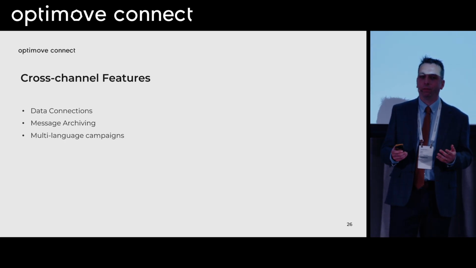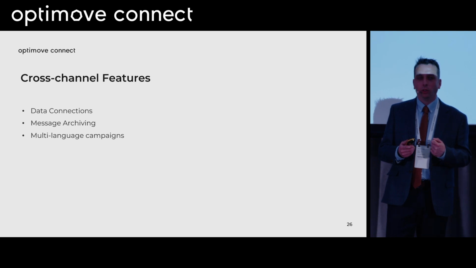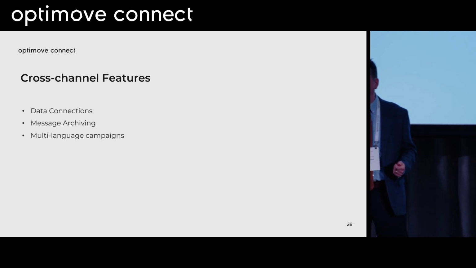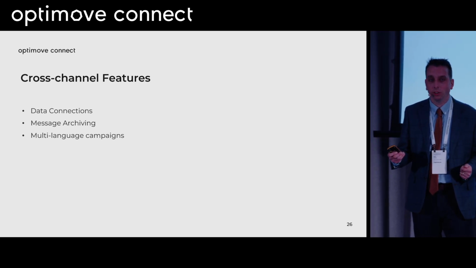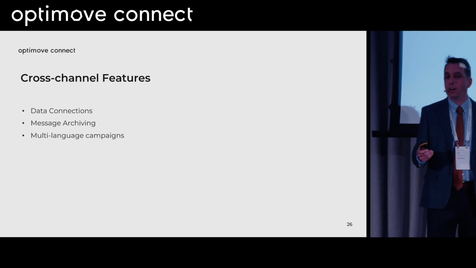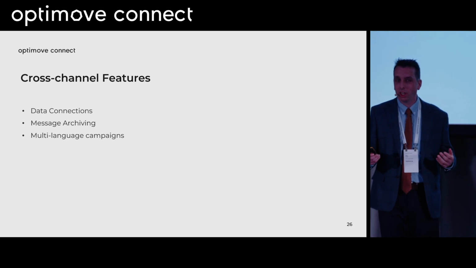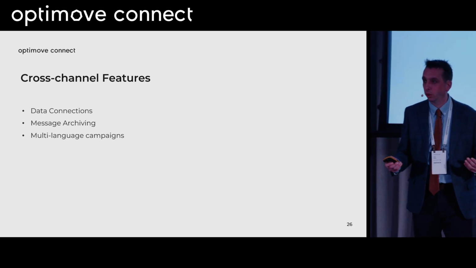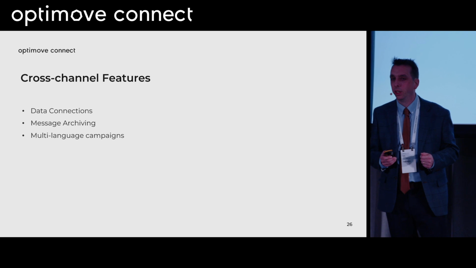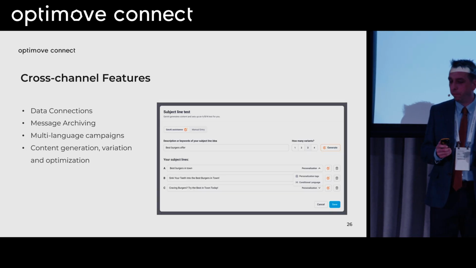Multi-language campaigns. If any of you are marketing to multiple geographies and want to send out campaigns in different languages, make sure you see Yanon's session, I think later this afternoon, from MyHeritage, where they are localizing campaigns through Optimove to 25 different countries across all of their different channels. So this is, again, something that is available and we can talk about a little bit more.